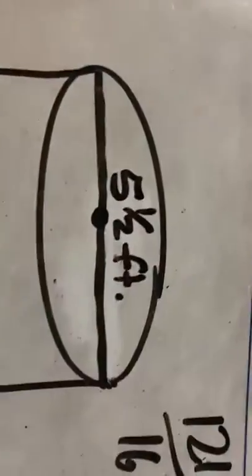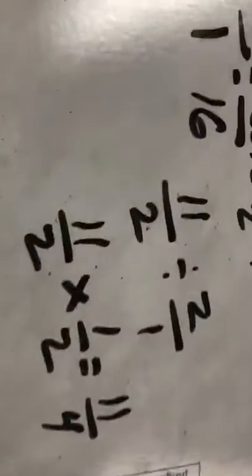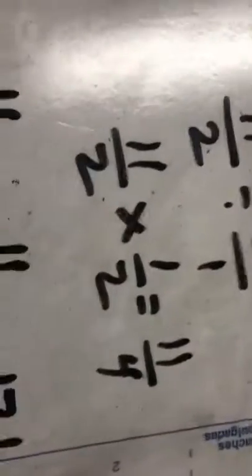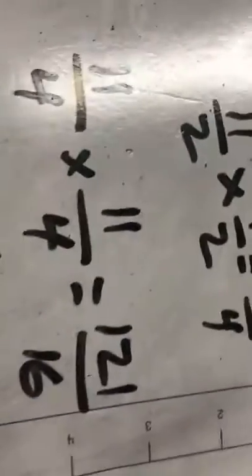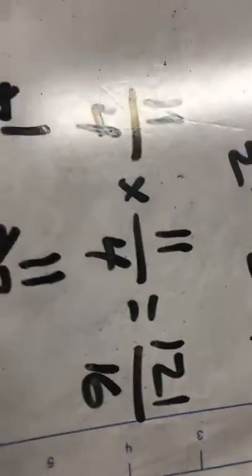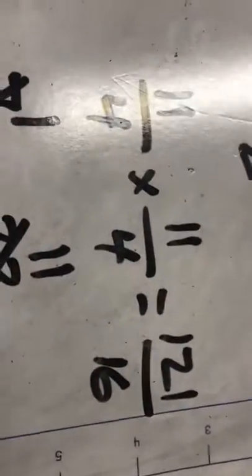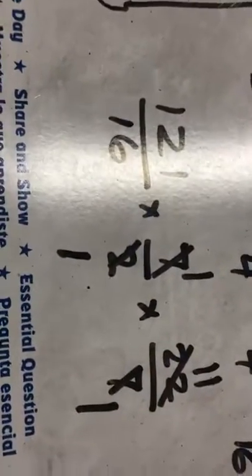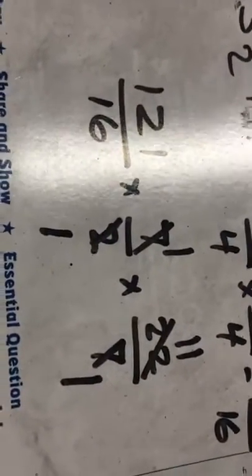We started with 5.5. We divided that by 2. We ended up with 11 over 4. Okay? We squared 11 over 4, ended up with 121 over 16. We came down here and realized that we had to times that by the height and by pi.